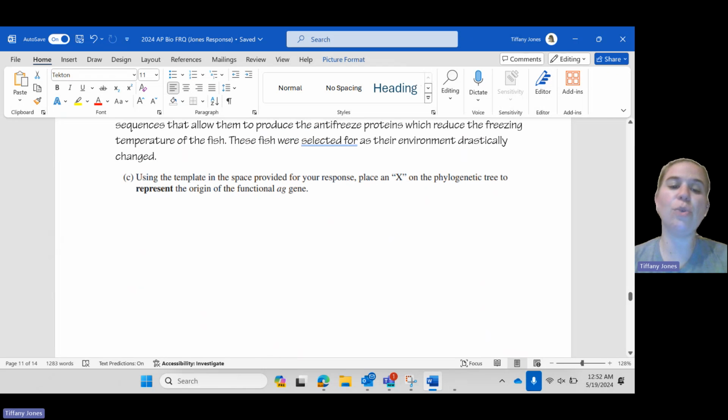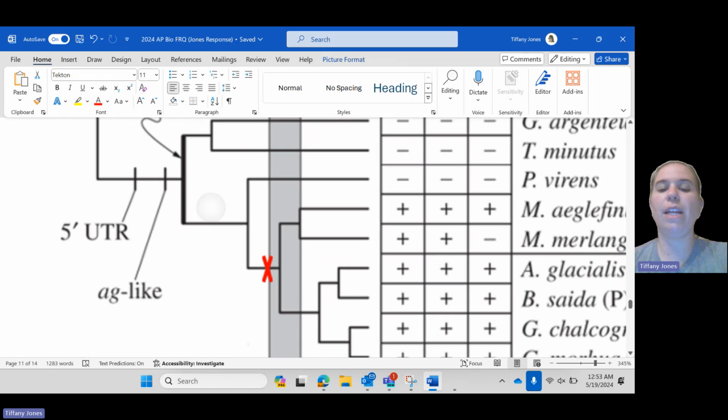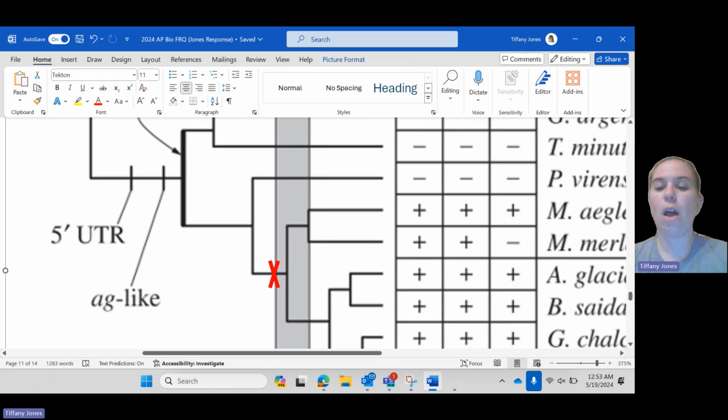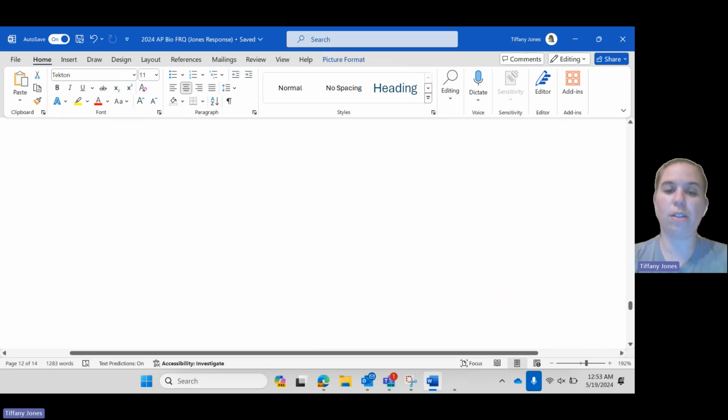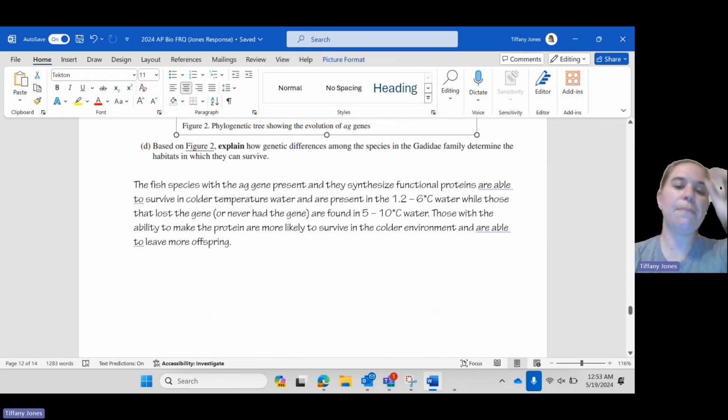Part C asks us to use the template to place an X to represent the origin of that gene. So I put it on this point right here because before that point, we did not have any of that gene. And so if you kind of go back, it has to have come from this branch right here that led to where all of them are. And I've now lost the diagram because I tried to scroll in.